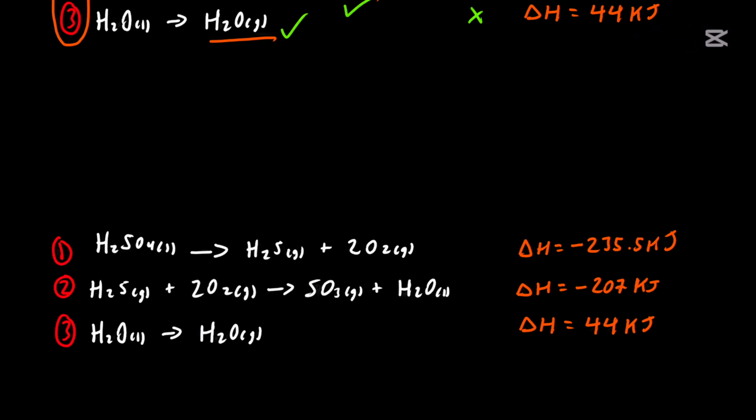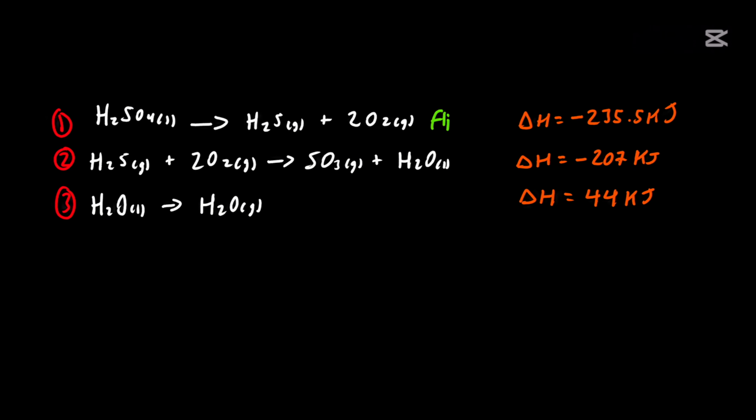Now, because we have flipped the first subreaction, we must make the corresponding change to the first subreaction's enthalpy change. Instead of an enthalpy change of negative 235.5 kilojoules, because we flipped the equation, we must also flip the sign of this enthalpy, making it positive. And again, we made no changes to the two other equations.